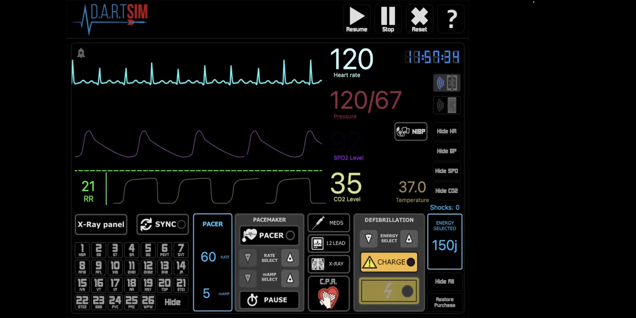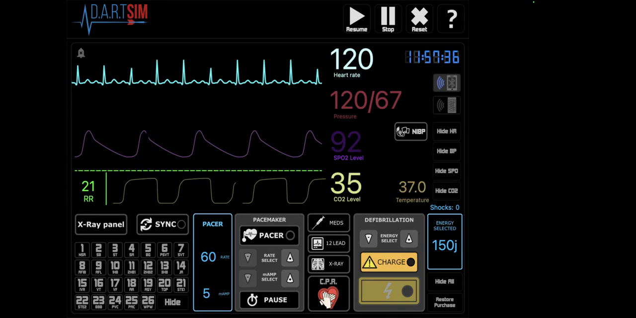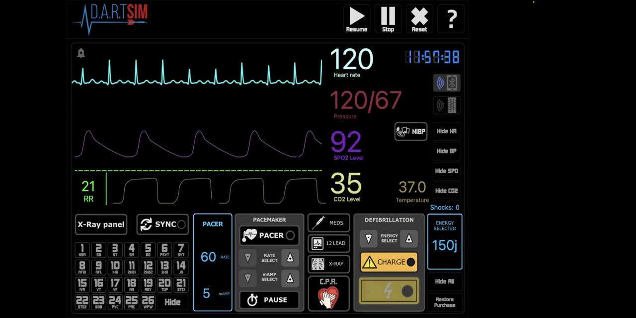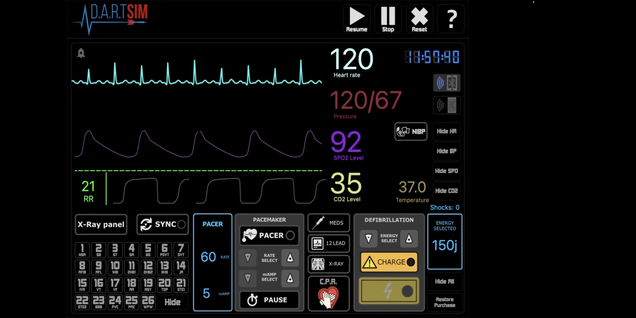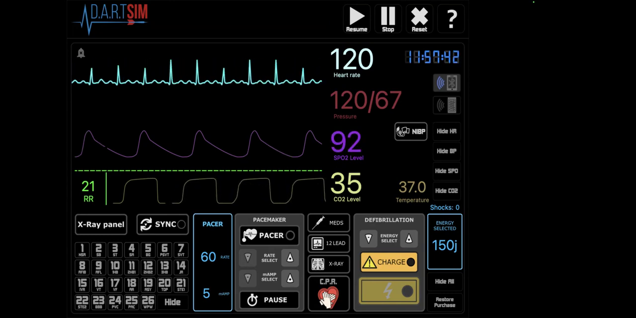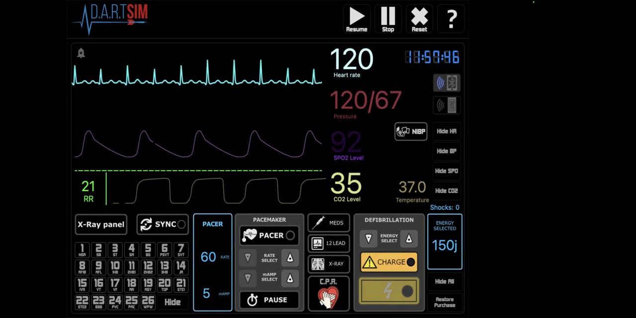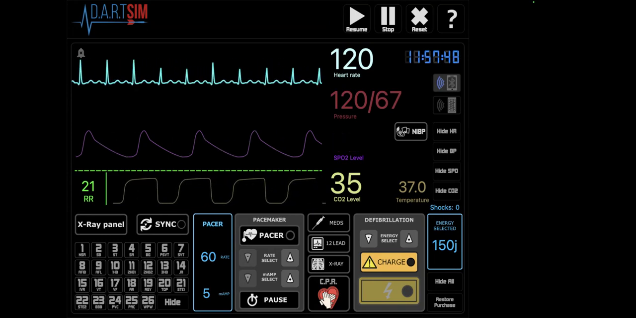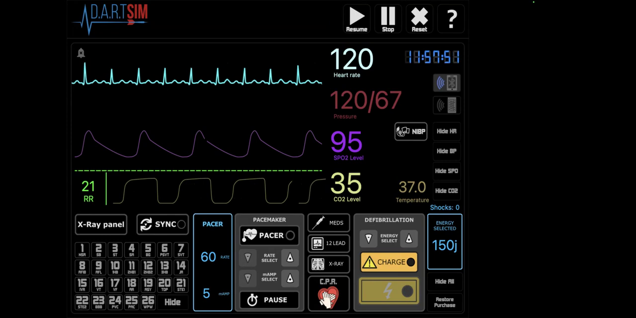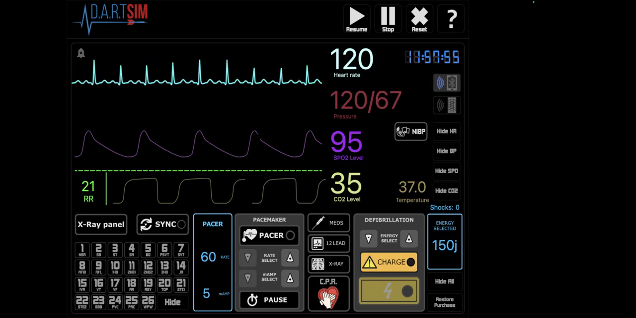And look, my atropine has brought up my heart rate as well as my blood pressure. I have provided some supplemental O2 and I'm looking to get my SAT up somewhere around 92 to 94%. And so my patient is looking much better.